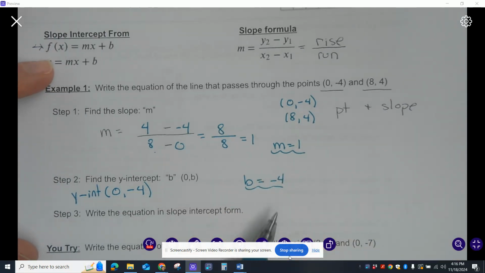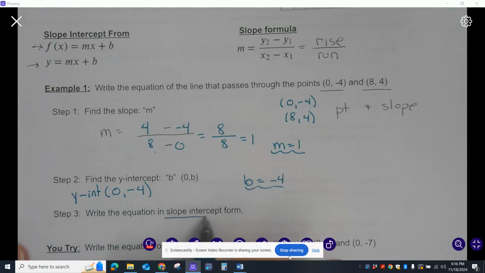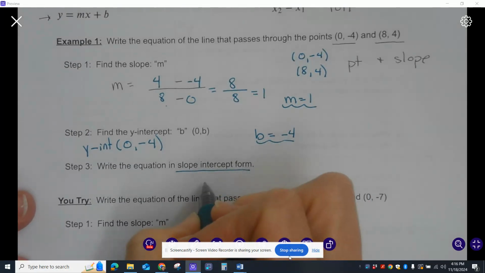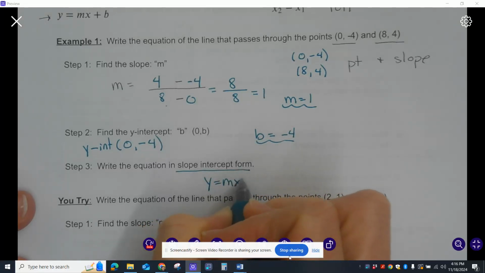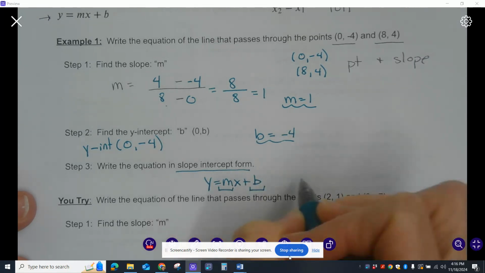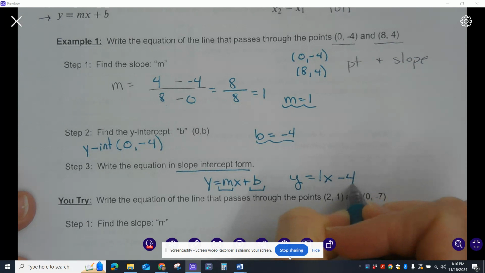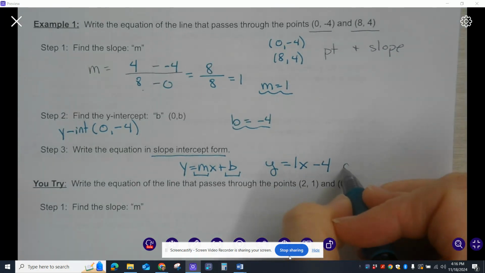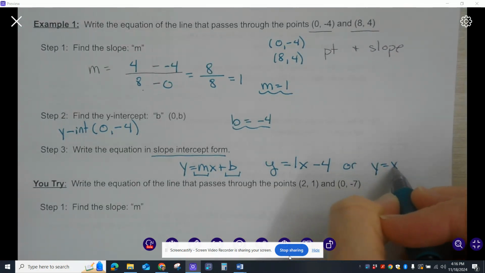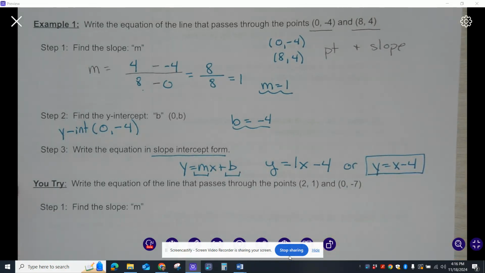So now I have a point, which is my y-intercept, and a slope. So I can write an equation of a line in slope-intercept form. y equals mx plus b. My m is 1, my b is negative 4. So I'm going to have y equals 1x minus 4, which is good. Even better is y equals x minus 4. So same thing that we did in part 1 of 4-1, except one extra step. We actually have to find the slope.